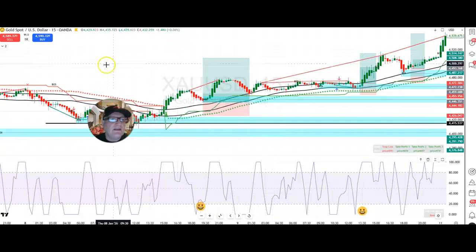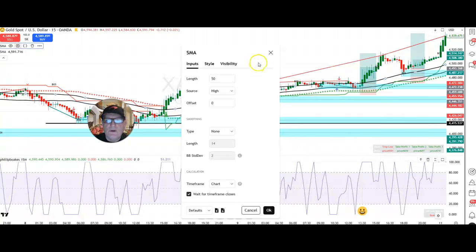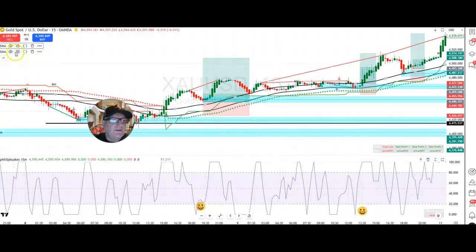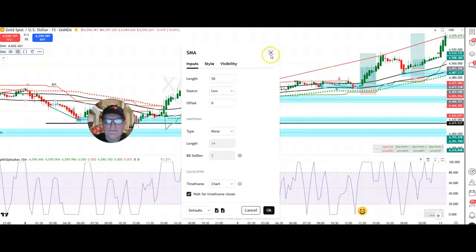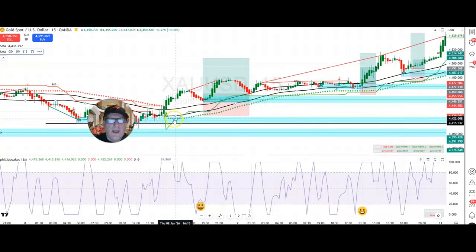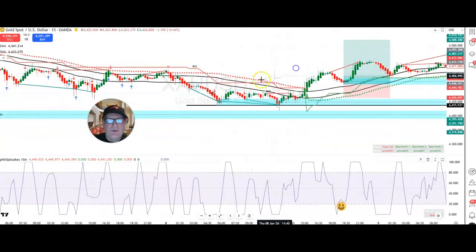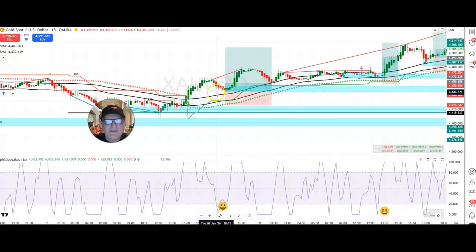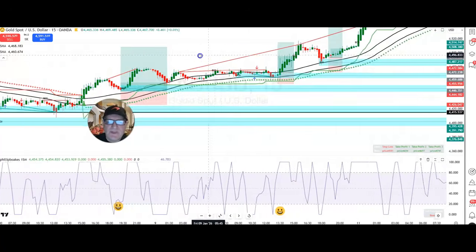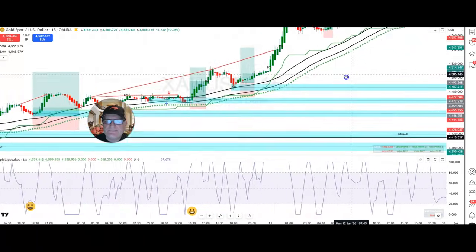That's the first thing. I've only got a couple of things here. I've got the 50 simple on a high, and I've got a 50 simple on a low. And you can see these two black lines here. So I want to see clearly the price below the 50s or clearly above the 50s, which then tells me this is a strong bullish momentum. And away it goes.